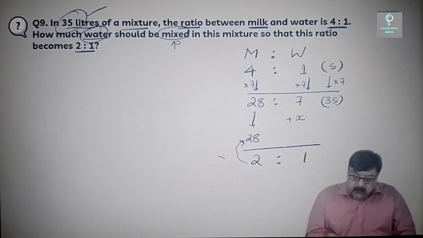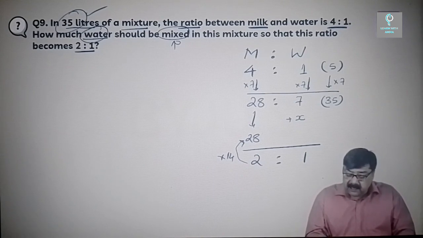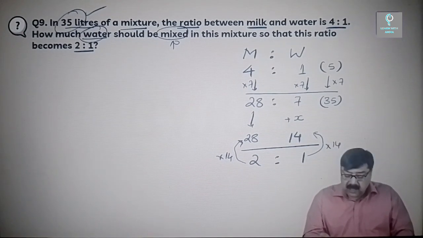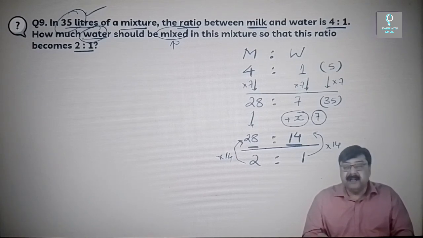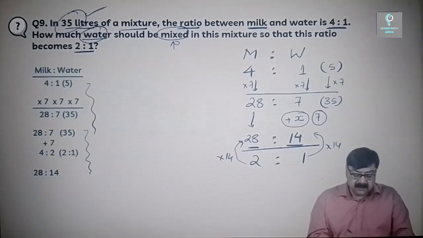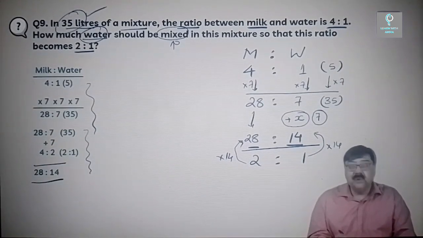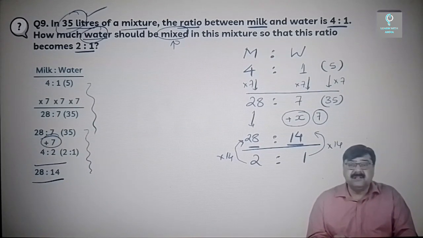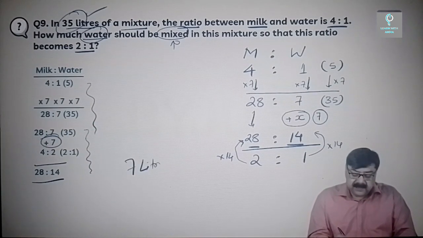So it's very simple. 2 into 14 is 28. So 1 into 14 shall be 14 now. So how much will be the value of x? Obviously, it has to be 7 liters. Now the ratio is 28 is to 14, which is 2:1. So simply by looking at the final quantity and the final ratio, you can easily find out the quantity of water to be mixed, which is 7 liters.